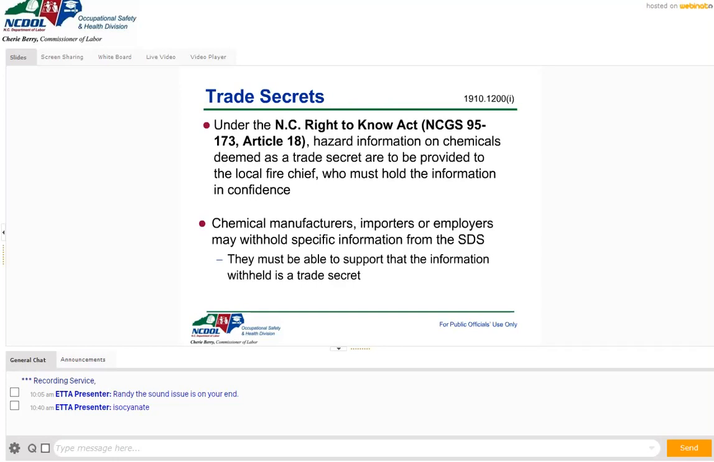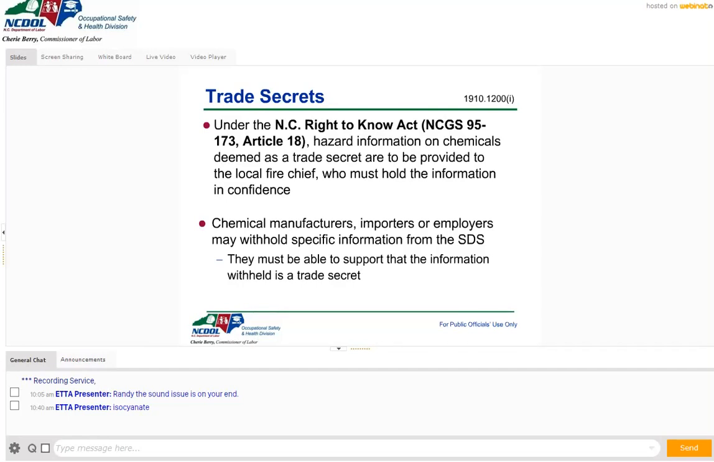Now, trade secrets. Let me ask you this. Do any of y'all use chemicals in your operations where they don't list the specific ingredients and the amount or percentage of those ingredients in your chemical? Do any of you have trade secret chemicals? Okay, Robert says I do not. Janie does. Deborah does. Shannon does.